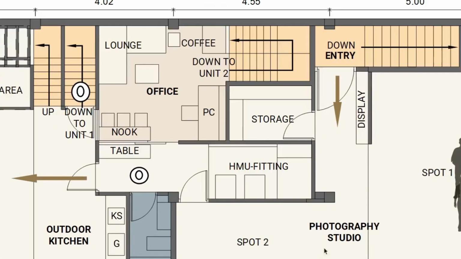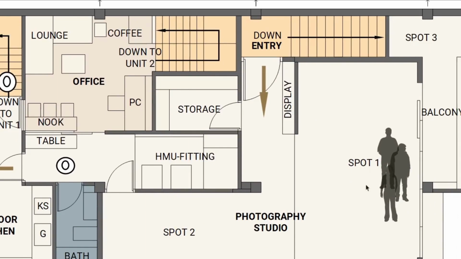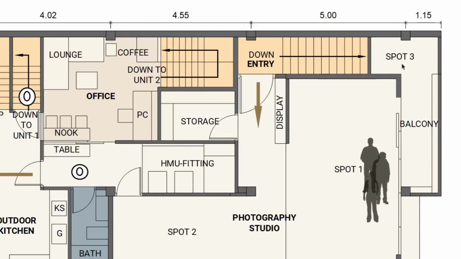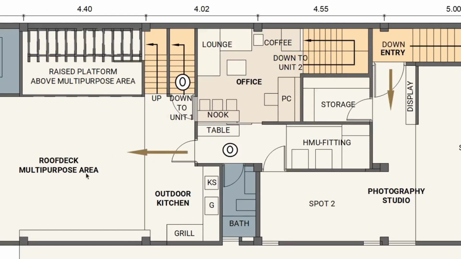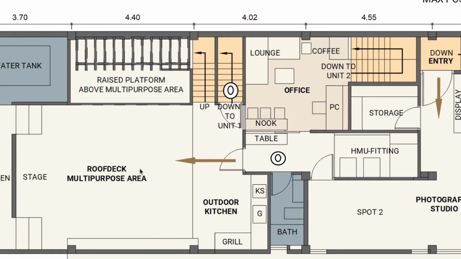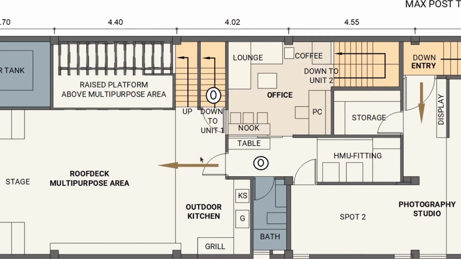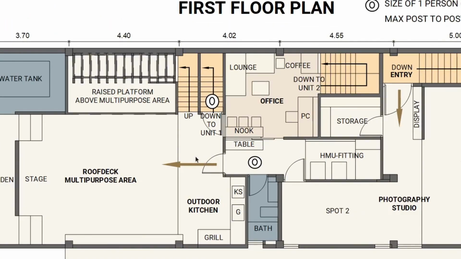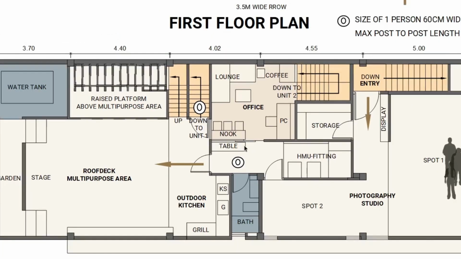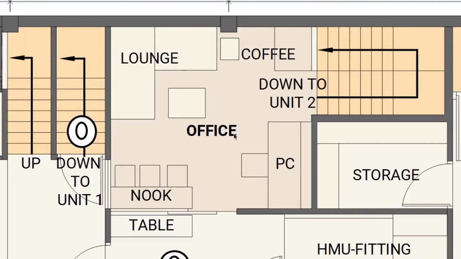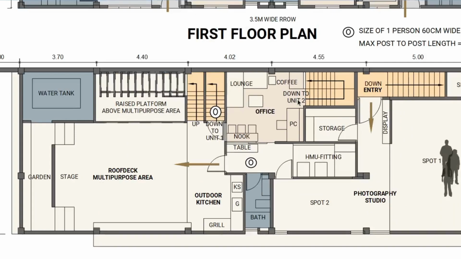You can see the second floor. The clients go to spot 1, spot 2, spot 3, which is the balcony, and spot 4, which has a multi-purpose area for hosting prenuptial events. Being a photographer myself, I understand that photography studios need a lot of equipment as well. We also have hair and makeup fittings, so we have storages, and also an outdoor service kitchen, and also an office that leads towards the photographer's unit downstairs, a personal space.